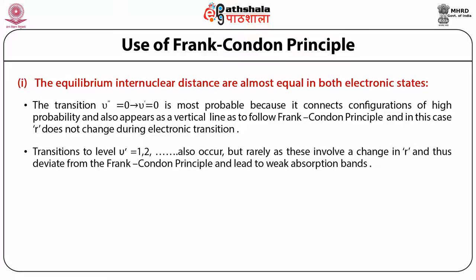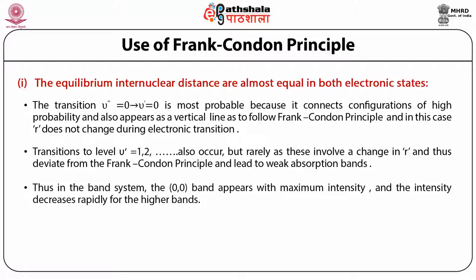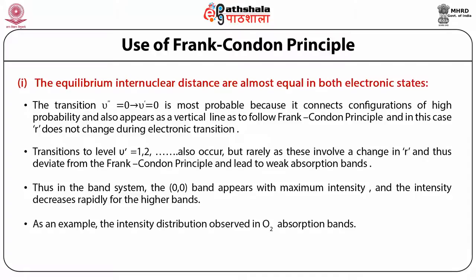Transitions to level nu prime equal to 1, 2, etc. also occur, but rarely, as these involve a change in R and thus deviate from the Franck-Condon principle and lead to weak absorption bands. Thus, in the band system, the 0-0 band appears with maximum intensity and the intensity decreases rapidly for the higher bands. As an example, the intensity distribution observed in oxygen absorption bands.